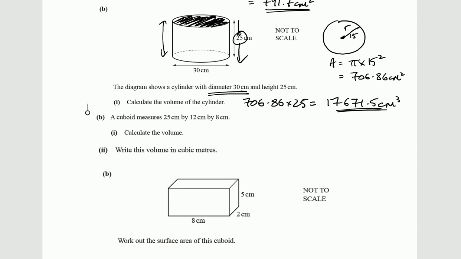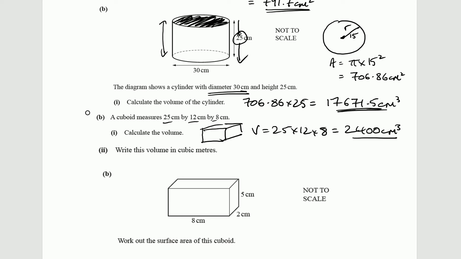A cuboid measures 25 by 12 by 8, and I want to calculate the volume. Well, it's base times height times depth, and I have a base and a height and a depth. It doesn't really matter what order they go in, because they're all being multiplied together in my formula. 25 times 12 times 8. Job done. That's going to be 2,400 centimeters cubed.